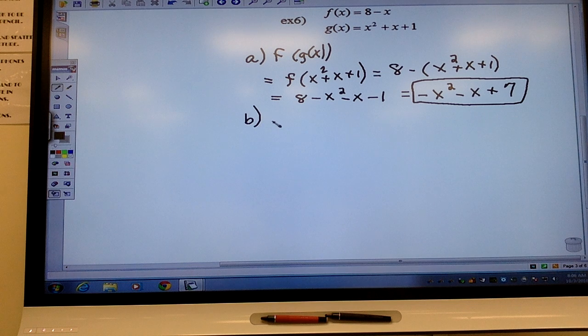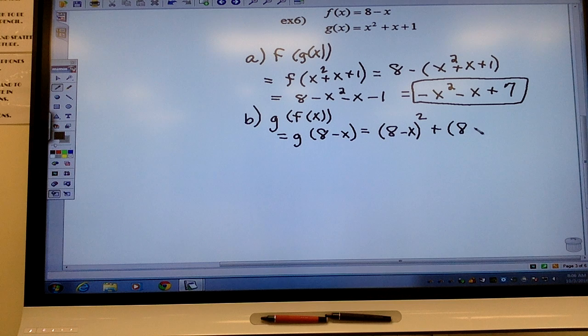Now let's do B, which is g of f of x. So f of x is 8 minus x. So this is my new x in g. So g is squaring x, then adding x, then adding 1. So that's exactly what I'm going to do. I'm going to square (8 minus x), then I'm going to add it, and then I'm going to add 1.